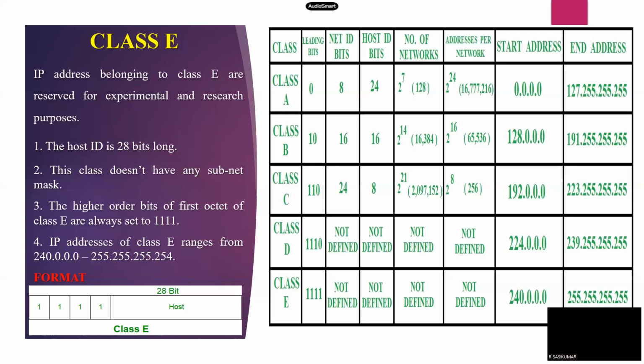Then class C, which educational organizations use. The address starts with 192.0.0.0 and ends with 223.255.255.255. Class D is for reserved purposes; the starting address is 224.0.0.0, ending with 239.255.255.255. And class E is for research purposes, also not used for commercial purposes. The starting address is 240.0.0.0, ending with 255.255.255.255. I hope you understand class addresses A, B, C, D, and E.